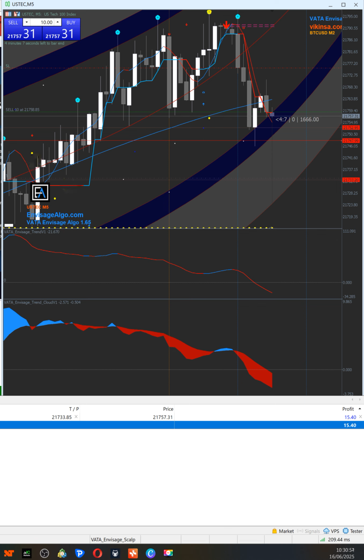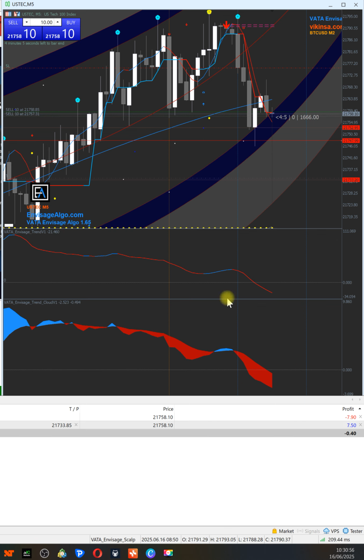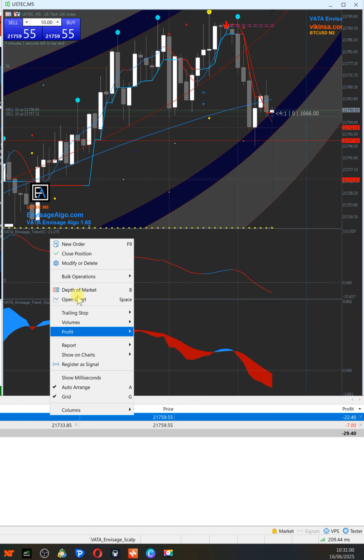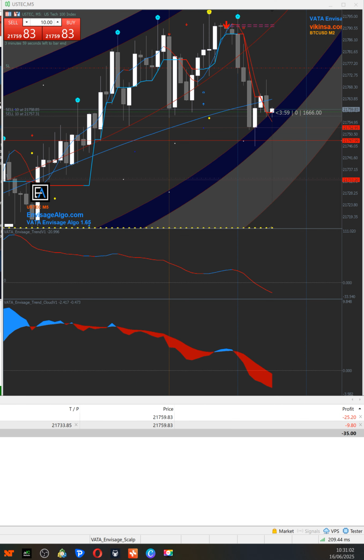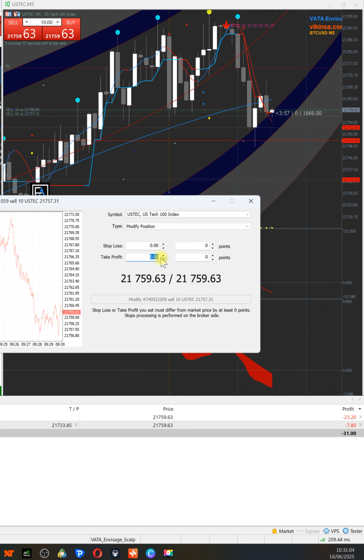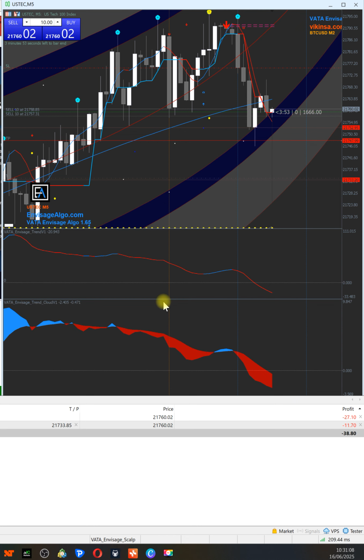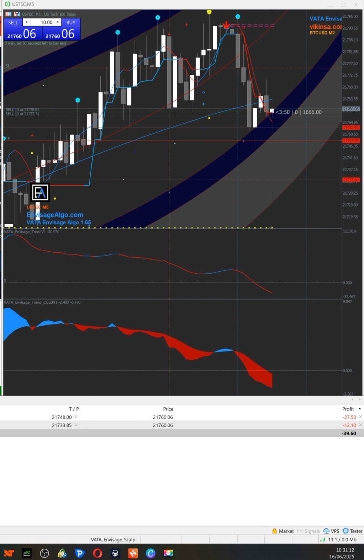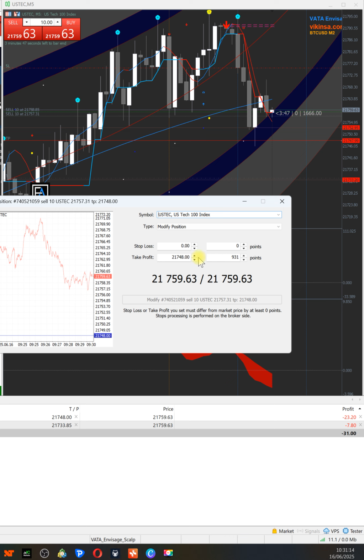Oops, I made a mistake, closed it. So I'm going to enter again. Okay, and then modify 21748. Modify. Okay, and SL is going to be the same as before.